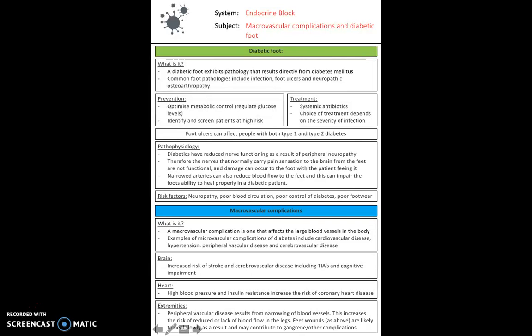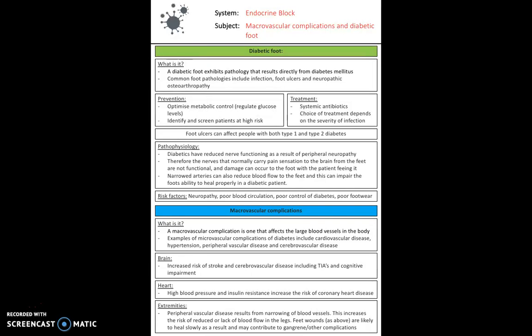So we can prevent this by having a good control over the diabetes, regulating those glucose levels within the norm, and we can treat it with systemic antibiotics. But really this does depend on the severity of the infection that the patient's got, and amputation is sometimes an option if it really is severe.